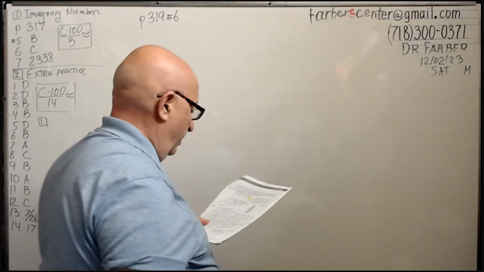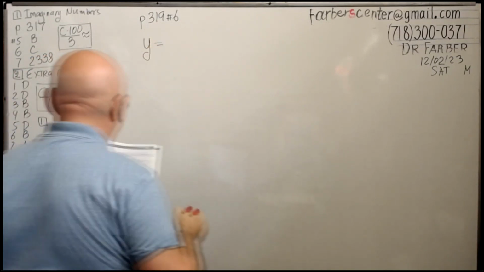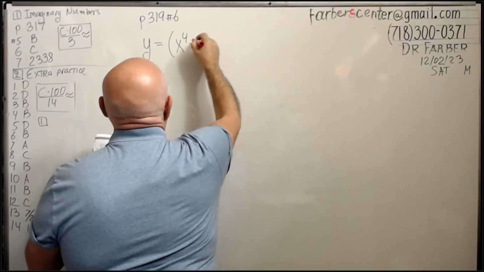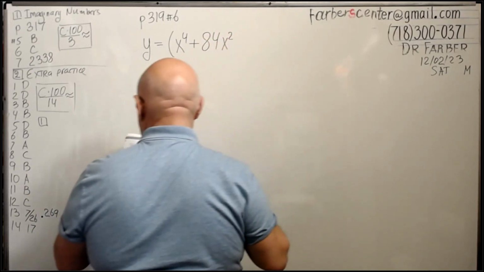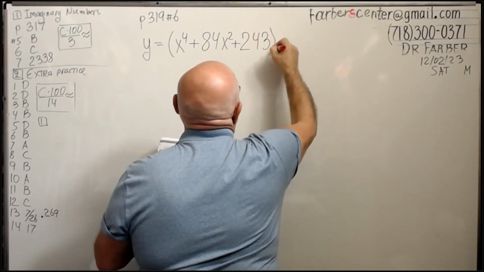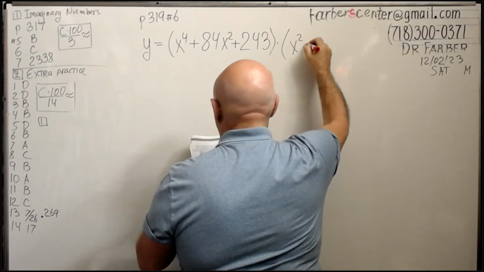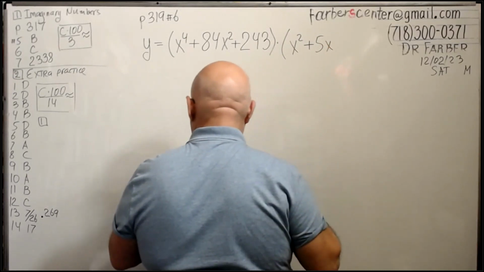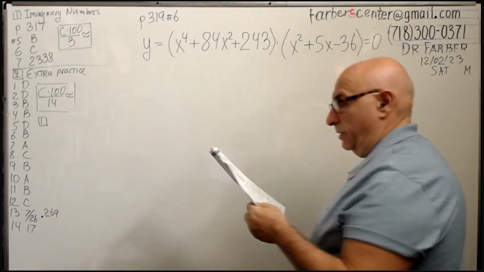With the following is not a solution. I have function y equals x to the fourth plus 84x to the second plus 243, multiplied by x squared plus 5x minus 36. Did I write correctly everything?